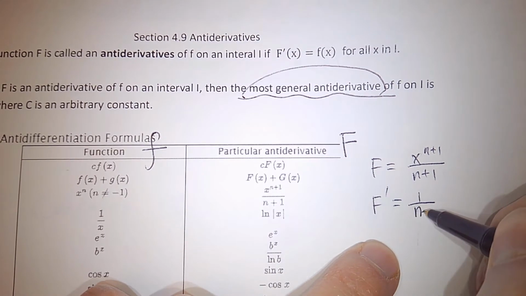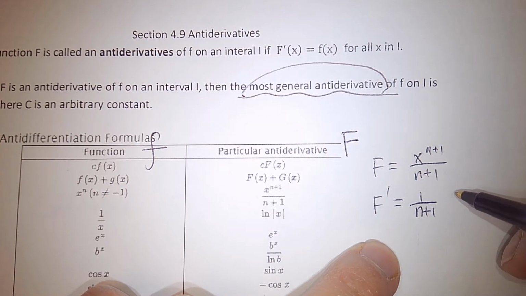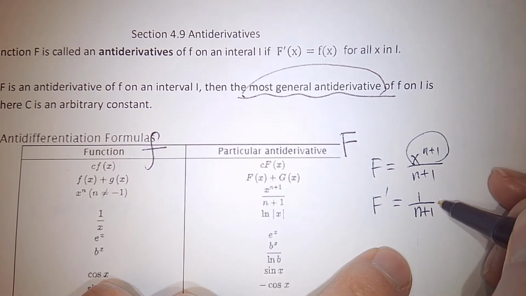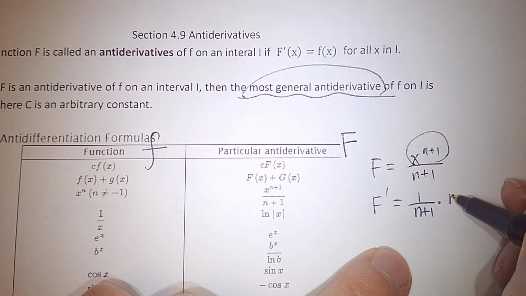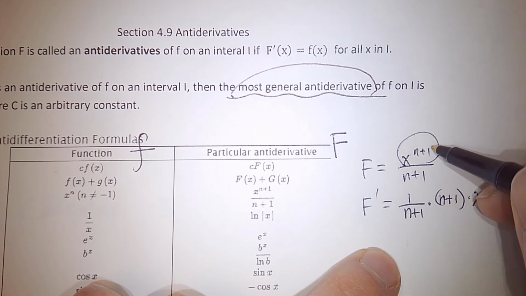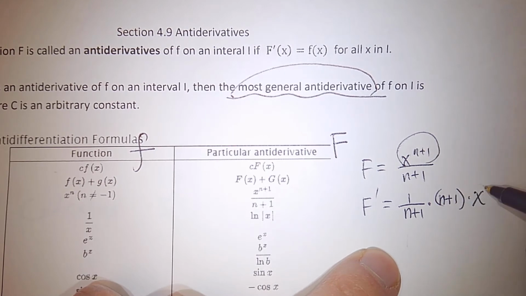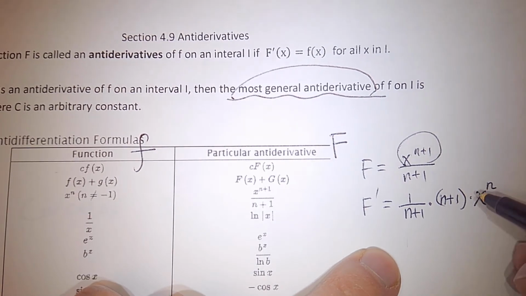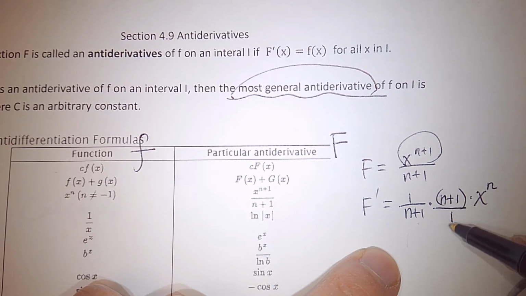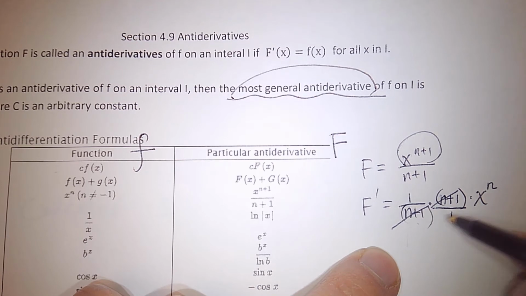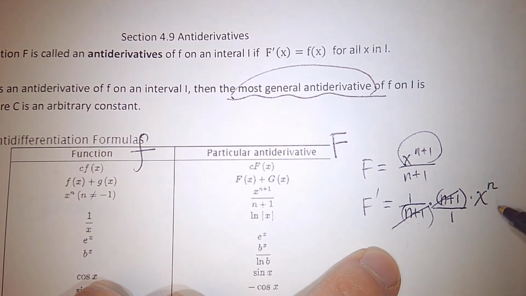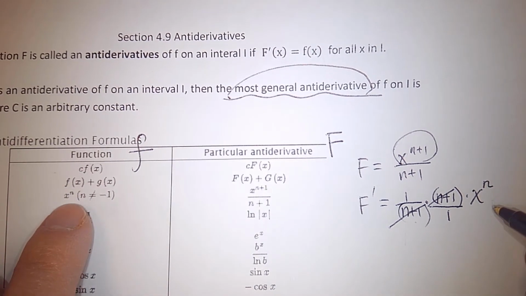The 1 over n plus 1 is a given constant factor, right? What is the derivative of x to the n plus 1 power? Power rule: n plus 1 times x to the n plus 1 minus 1, which gives us n. So 1 over n plus 1 and n plus 1 cancel out, right? So eventually, what is the derivative of capital F? It is x to the nth power.